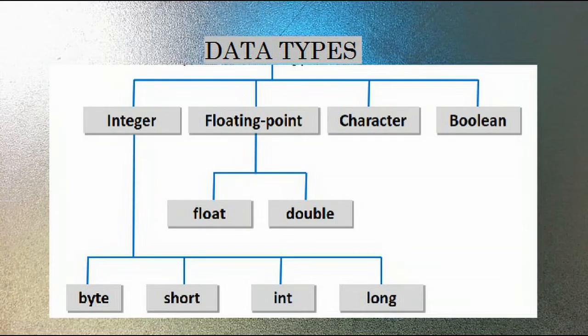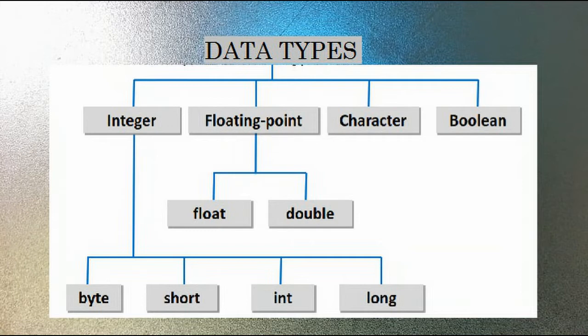There are 4 primitive types of data in Java. Integer, for whole numbers. Floating point, for decimal numbers. Character, for letters. Boolean, for true or false. Integer can be classified into byte, short, int and long. These vary with the size. Same as floating points are classified into float and double.